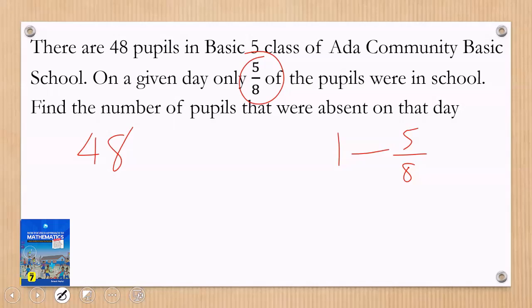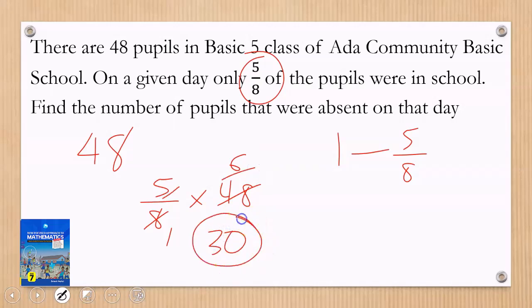So let me do this. Let's do 5/8 times 48 people in the class. Straight away, we know we can divide 8 by itself as 1, and 8 can divide 48 as 6, because 8 times 6 is 48. Now, if I multiply 5 times 6, that will give me 30, right? So here we can say 30 people were present in the class.